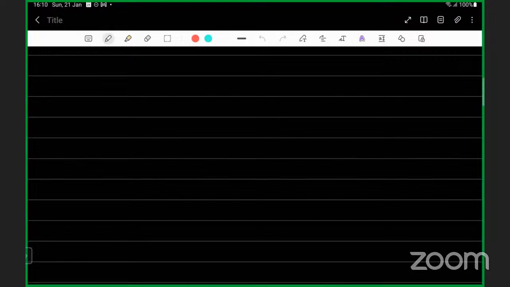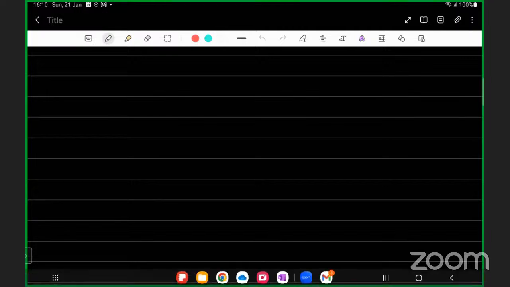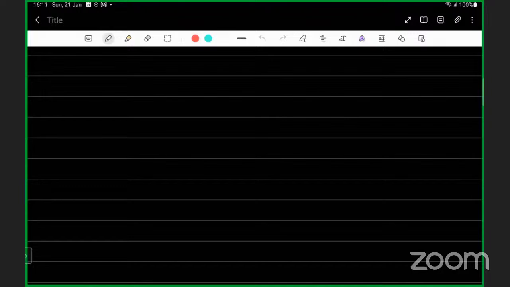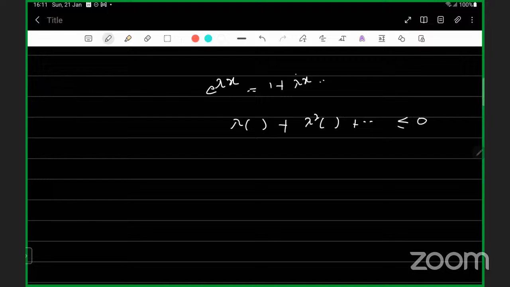Oh, okay, I missed the solution. Essentially, you have to just expand it using the e power lambda expansion. You know this, right? Yes. So you expand like this, and then you get some polynomial: lambda times something plus lambda square times something, and so on, less than or equal to zero. You can get it like this if you just use this.